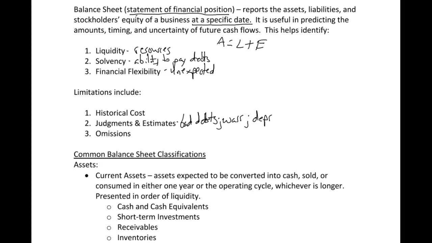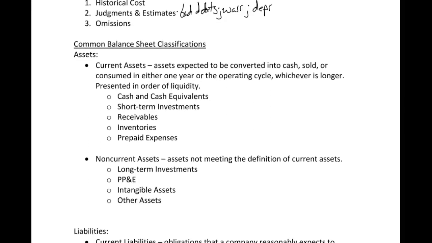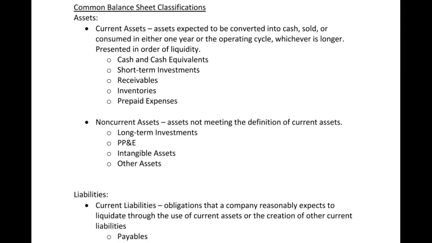All right, so the classification. So this is kind of how we put together a balance sheet. So starting with our assets. Your asset section will typically be broken up into current and non-current, or it might be called long-term. So current assets are expected to be converted into cash, sold, or consumed in either 1 year or the operating cycle, whichever is longer.